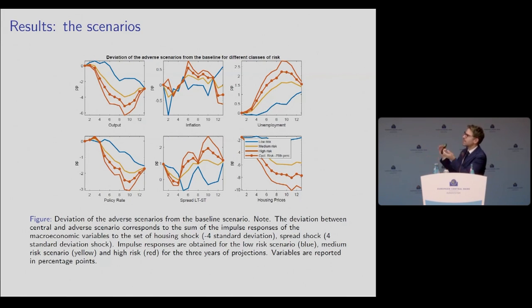In the blue line, we have the case of low risk, and in the red line, we have the case of high risk. The yellow line is the medium risk. As you can see, the same shock triggers a recession that after 2 years arrives at 2% in case of low risk, while the same shocks trigger a recession that is three times larger when there is high risk in the economy. The intermediate case is found for medium risk, the yellow line, and the cyclical risk here we assume, of course, it's an assumption, being at the 75th percentile.